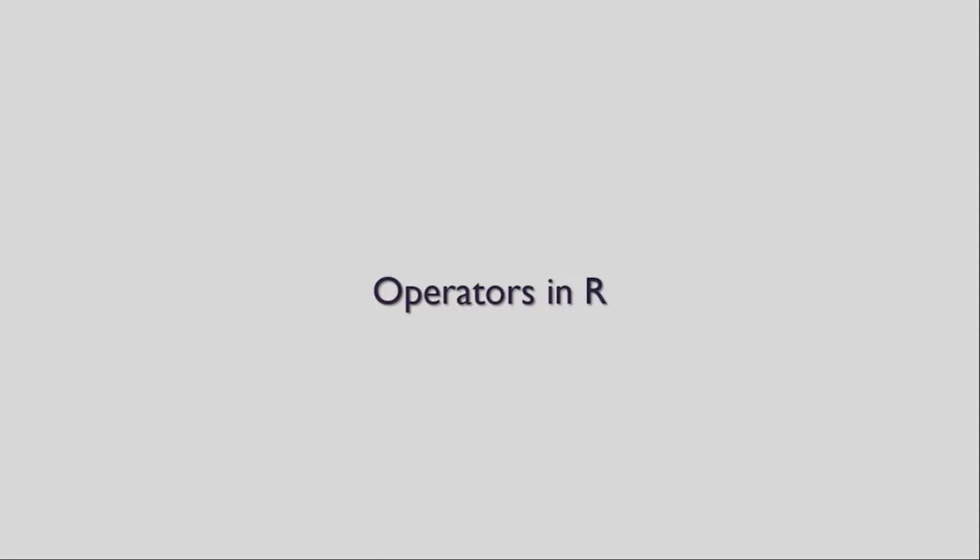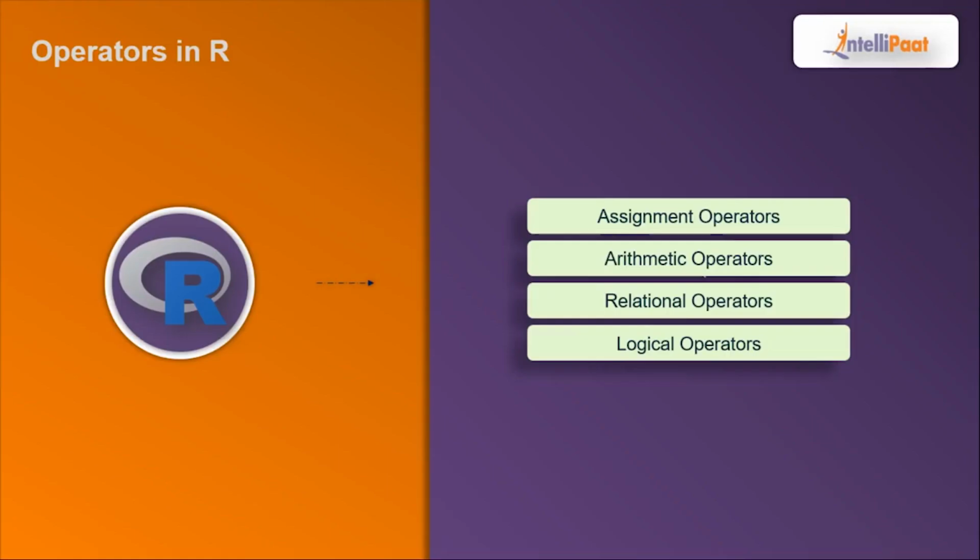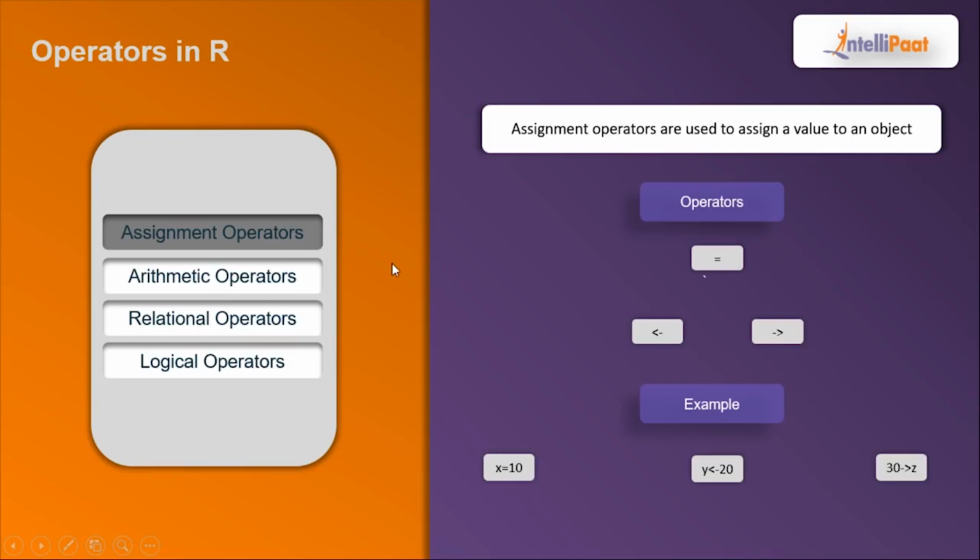Now let's have a look at the different operators which are available in R. These operators basically help us to perform some sort of mathematical or logical operations on top of our variables. So basically we have these four operators in general: assignment operators, arithmetic operators, relational operators, and logical operators. Let's start off with the assignment operators. As you can see, assignment operators are basically used to assign a value to an object. And these are the three different assignment operators available in R.